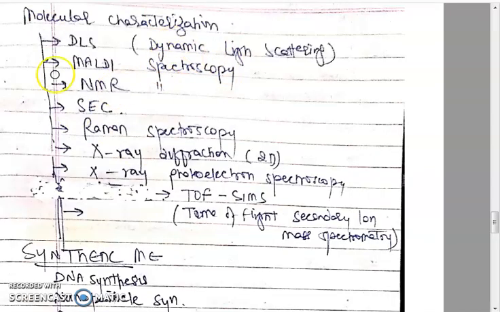These are the various molecular characterization techniques. After microscopy, these are the techniques by which a molecule is characterized. It includes MALDI, matrix assisted laser desorption ionization spectroscopy, NMR spectroscopy, size exclusion chromatography, Raman spectroscopy, and TOF, time of flight, secondary ion mass spectrometry. These are all the spectroscopic techniques that lead to the characterization of molecules. All these together with microscopy led to the birth of molecular engineering.